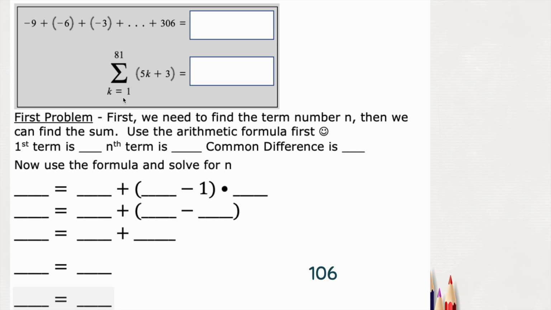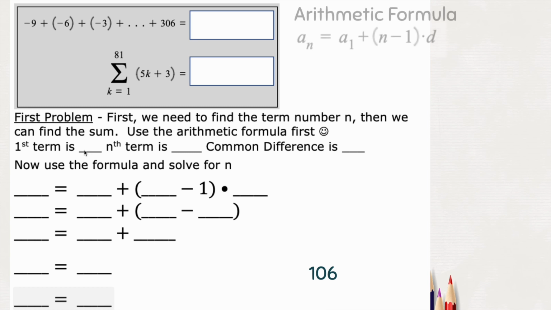The second one, we'll deal with a little bit more on the next slide when I go to the next page, because this is written in a very special notation. So don't worry about this one quite yet. We'll get there in just a minute. So first we need to find the term number n. Then we can find the sum. So use the arithmetic formula first.